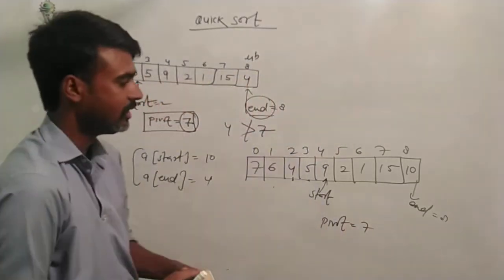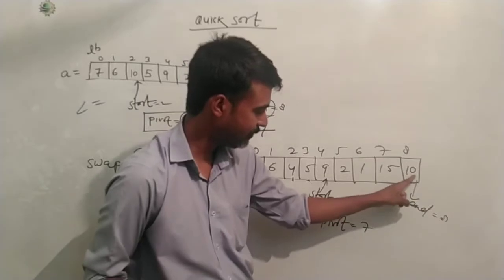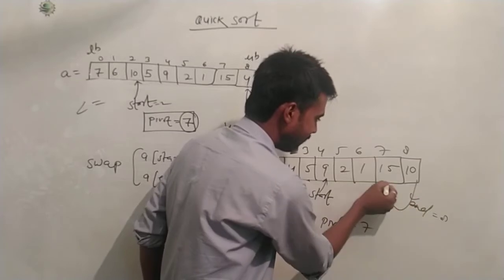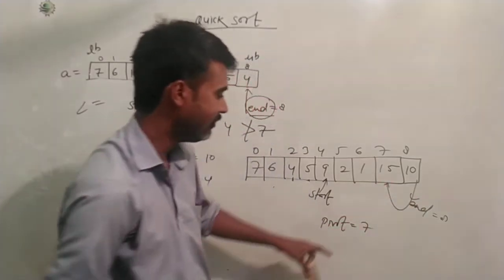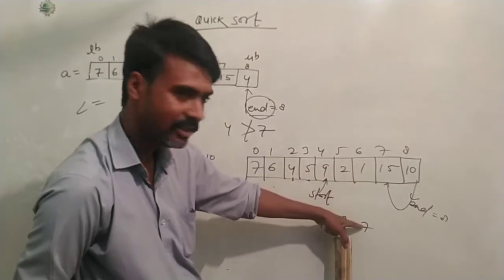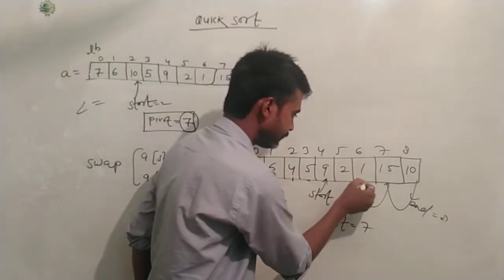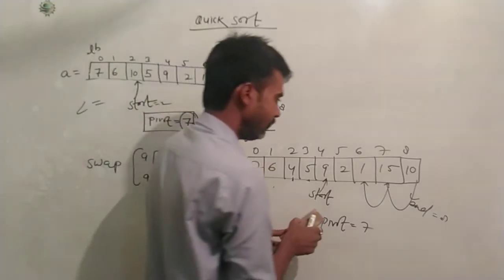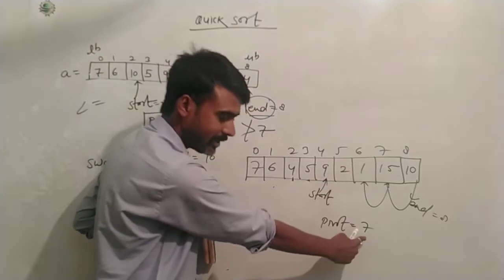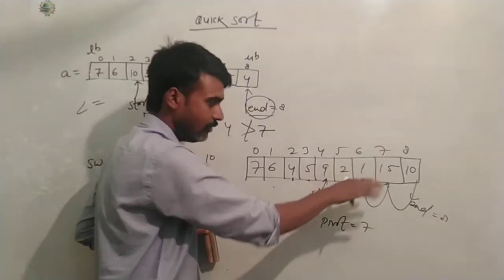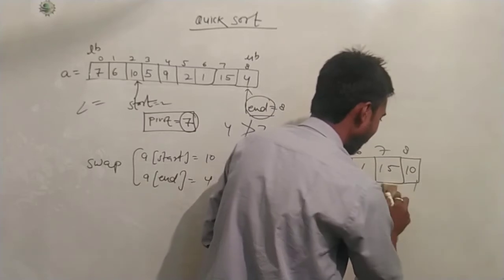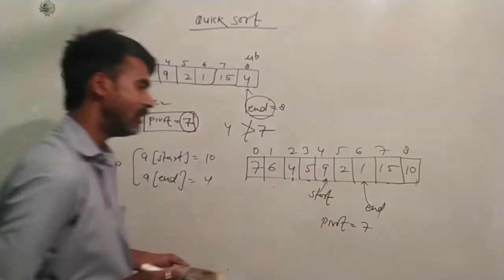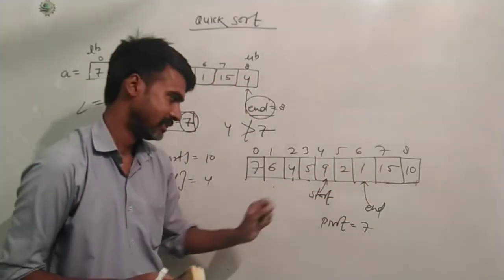Now I will compare this. Is this variable's value greater than this? Yes, then end will be decreased. Now again we will compare 7 with 15. 15 is greater than 7. Yes, then again value of end will be decreased by 1. Now this value is not greater than 7. Final updated value of end will be 6.